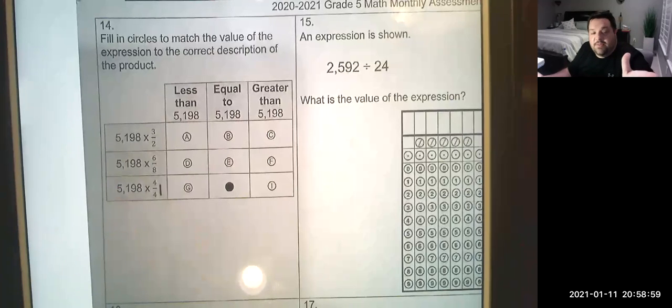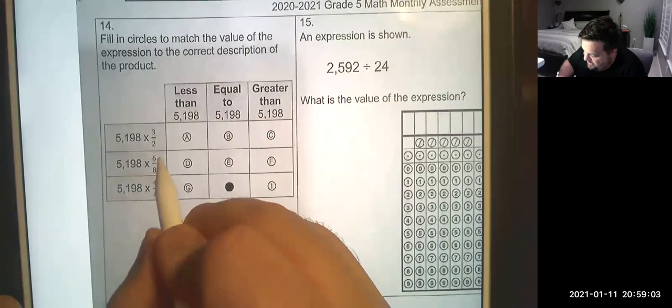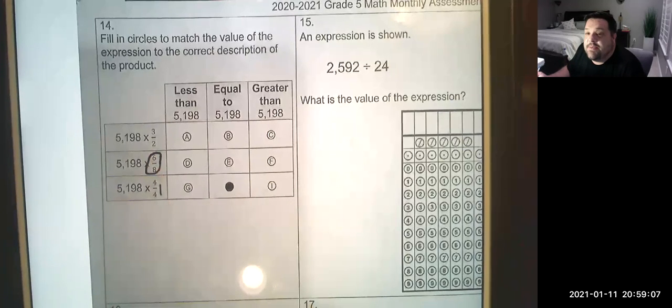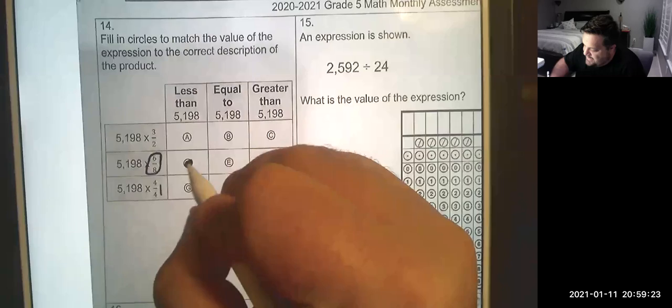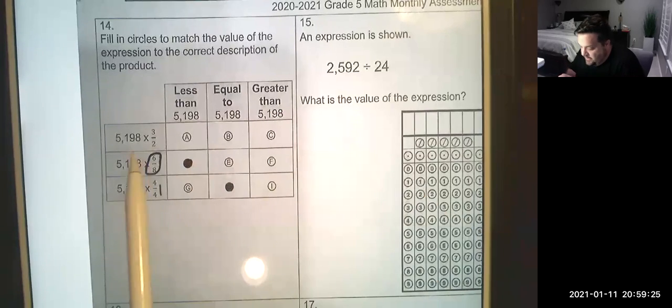Now, we said when you multiply fractions, the number gets smaller. Well, here is our fraction, right? The fraction has to be less than 1. So 6/8 is not a full 1, right? You need 8/8 to be 1. 6/8 is smaller. So you need to know that when you multiply any number by a fraction that's less than 1, you don't even have to do the math. It's less than.